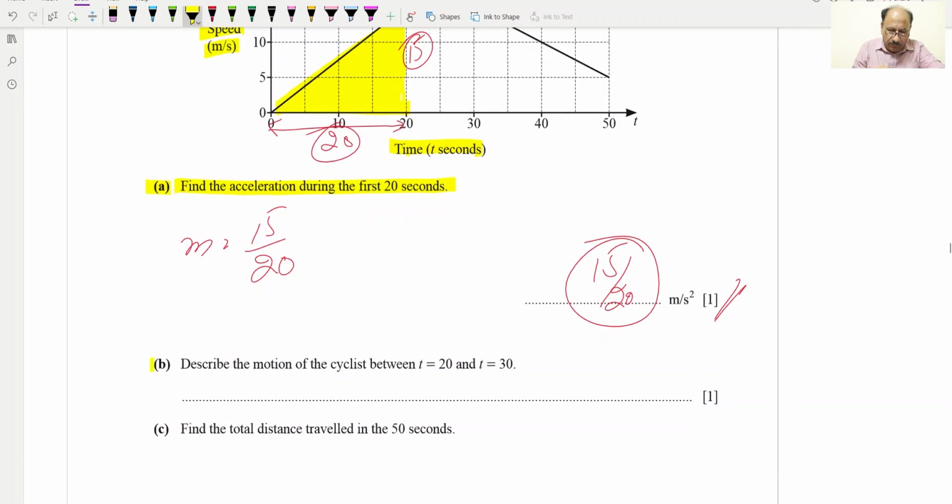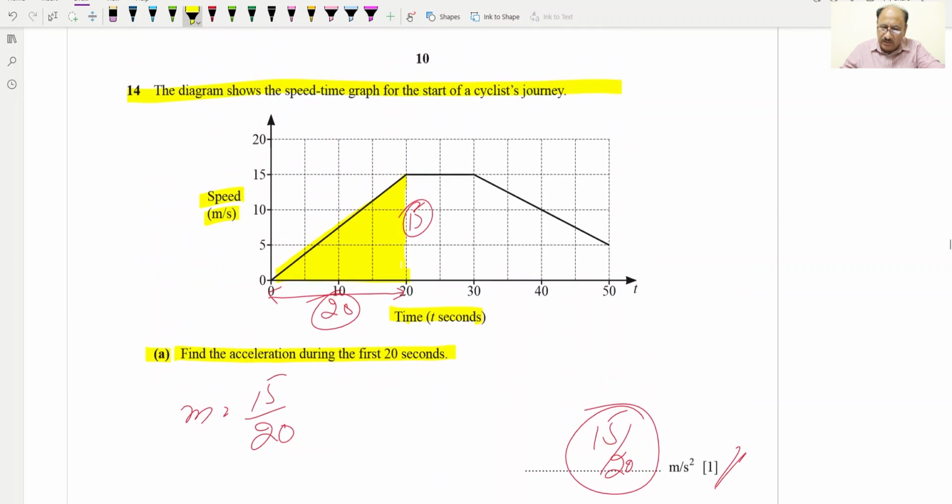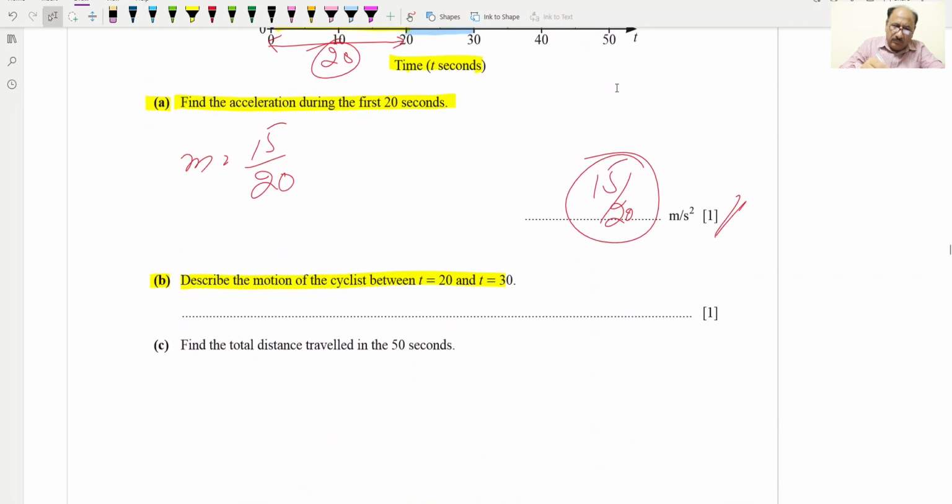Now question B part, describe the motion of the cyclist between t is equal to 20 and t is equal to 30. So this motion will be basically from 20 to 30, which is constant speed. We can see that it is maintaining 15 speed, so it will be constant speed or uniform speed, whatever we can mention here. So this is also a 1-mark question.